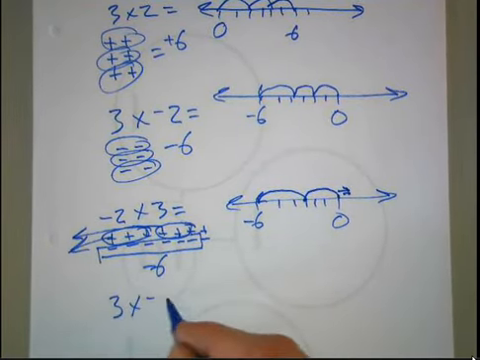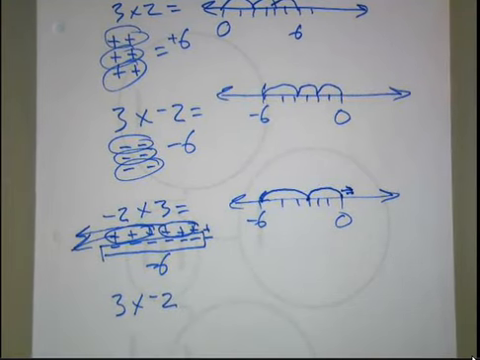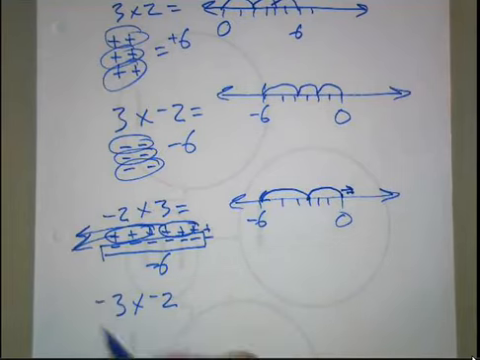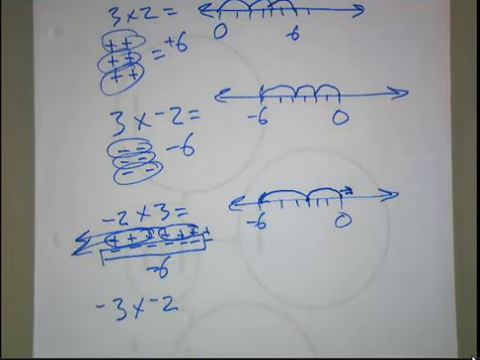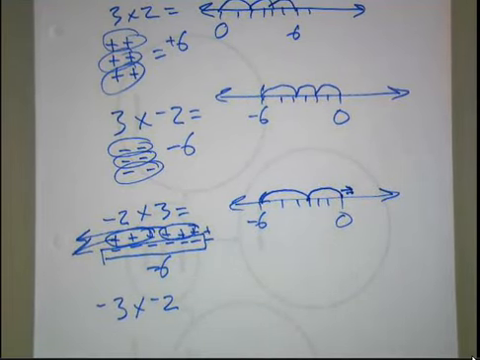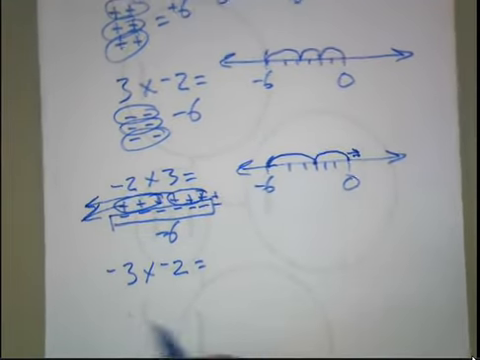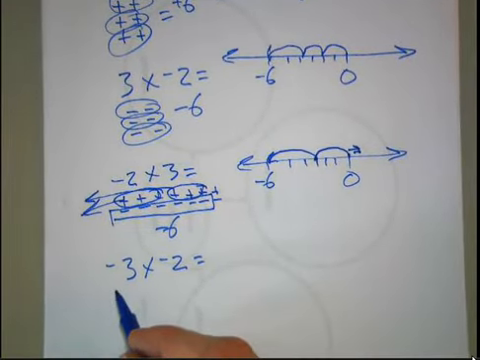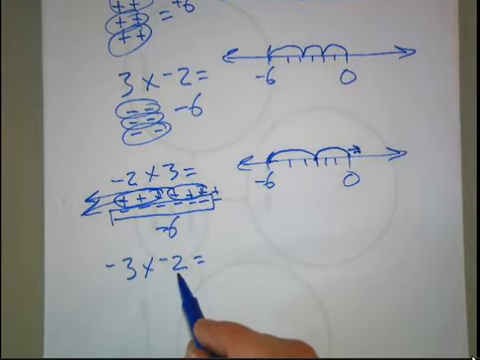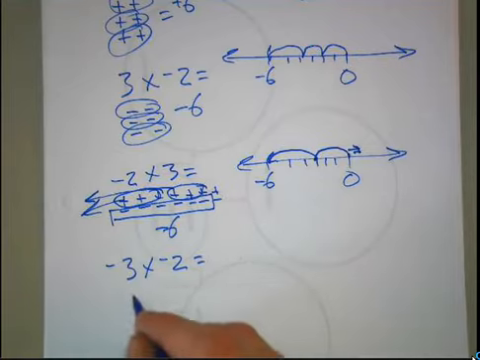Which brings us to the next one. 3 times negative 2. Wait, we already did that one. So let's do this one. Negative 3 times negative 2. Chip model looks like this. I'm taking away 3 groups. What am I taking away? Negative 2's. I don't have any negative 2's. What do I put on my board?